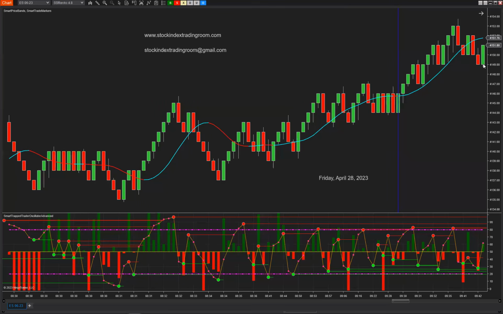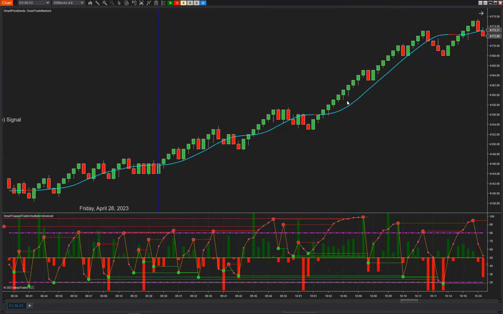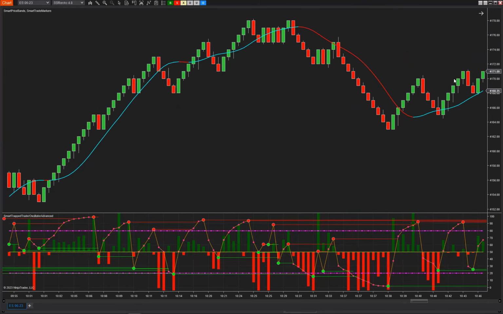But all we do is we look for a green reversal bar that's printed below a cyan colored smart price band. Opposite for a sell, we would look for a red bar above the red line. Now, we didn't have many sells on Friday, but we had a few. And so we can just expand this. Here's one, here's one, here's one, here's one.